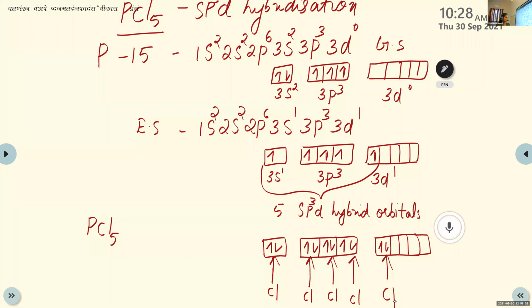Okay, 1, 2, 3, 4, 5. There are 5 chlorine atoms. These will overlap with 5 sp3d hybrid orbitals for the formation of PCl5. So this is the method of forming sp3d hybridization in the PCl5 molecule.